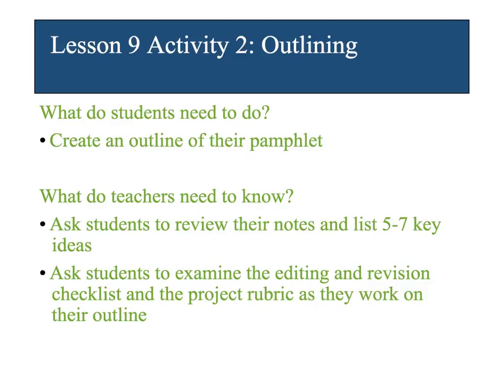But in some way, they need to list the main points that they want to make sure they get in their pamphlet. And then ask students to look at the editing and revision checklist and the grading rubric as they work on their outline. Later on in this lesson, they're going to work together with peers to do some editing and revision. Before they even start writing, let's see what those points are, and let's look at the grading rubric so that as they work, they know exactly what they need to be doing.